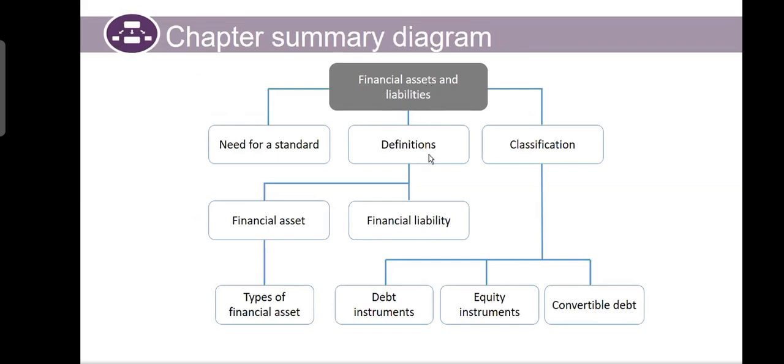We'll talk about financial assets. What are the definitions? What is a financial asset? What is a financial liability? Types of financial assets. Then within financial liabilities, you have debt instruments. You may have equities. Within classification, we talk about debt instruments, equity instruments, and convertible debt. 3 types of instruments we'll discuss. And the need for a standard, I just told you, and we'll discuss it further. So this is the entire summary of this chapter. I just put it on one slide.